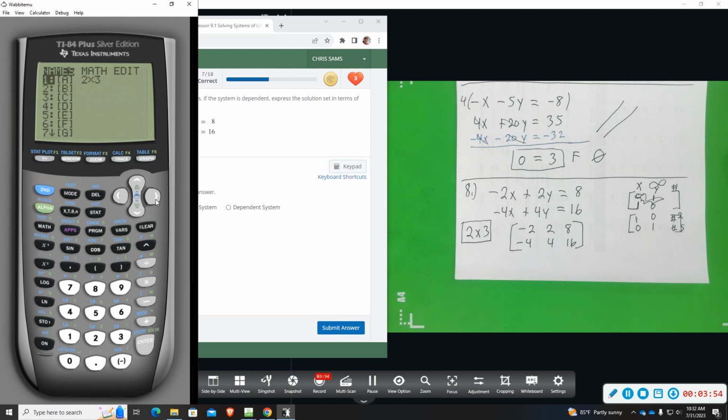I'm going to go all the way over to edit. You've got to go to each one of these three tabs, one at a time. So I'm going to go enter on A. Normally it's empty here, but I'm going to tell it 2, enter, 3, enter.